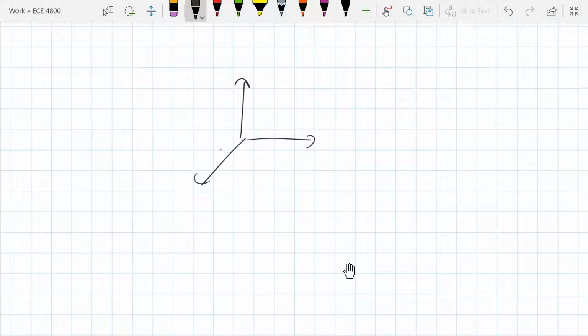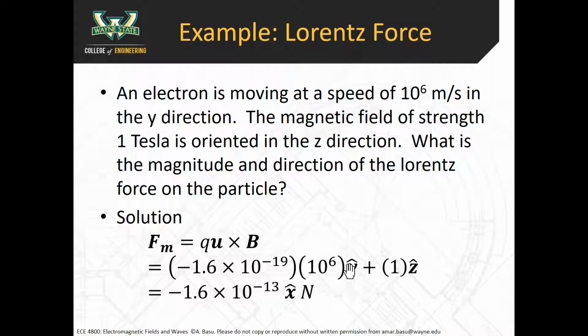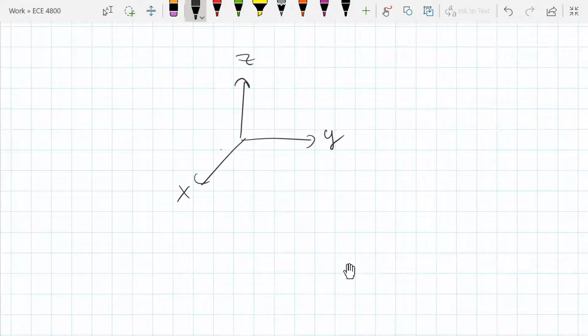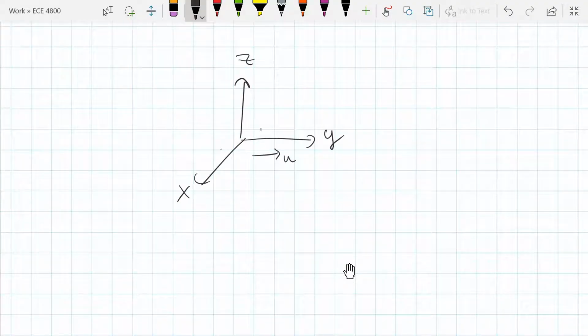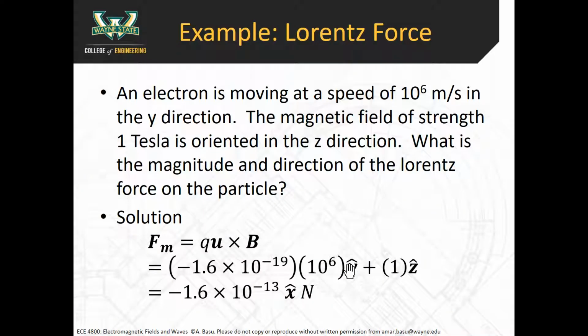All right, this is x, this is y, and this is z, your standard Cartesian system. This is saying that the electron is moving at a speed of 10 to the 6 meters per second in the y direction. So u is pointing this way. The magnetic field is pointed in the z direction. So this is the direction of B. And so it's asking you what is the magnitude and direction of the Lorentz force on the particle.